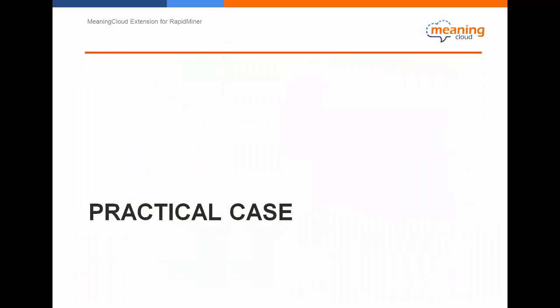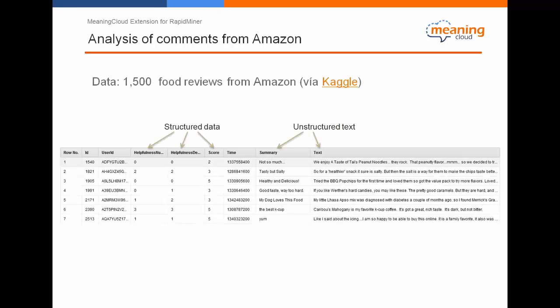So let me show you a little bit about how it works, and for that we'll begin to present our practical case today, in which we are going to analyze a few comments from Amazon. We have 1,500 food reviews from Amazon that can be downloaded via Kaggle, and this is the look of it.